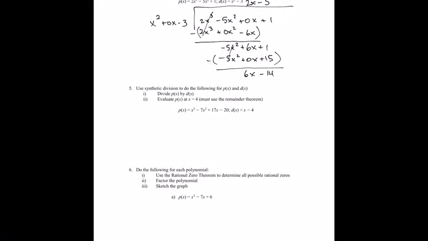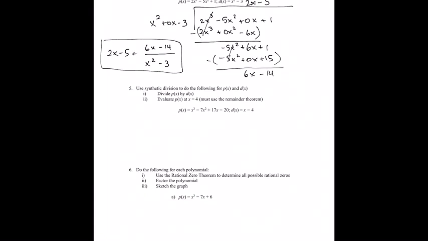Now, this becomes our remainder. We talked about this in class. This has a lower degree than this. So that's our remainder. So the quotient is 2x minus 5, and then we have a remainder of 6x minus 14 over x squared minus 3.